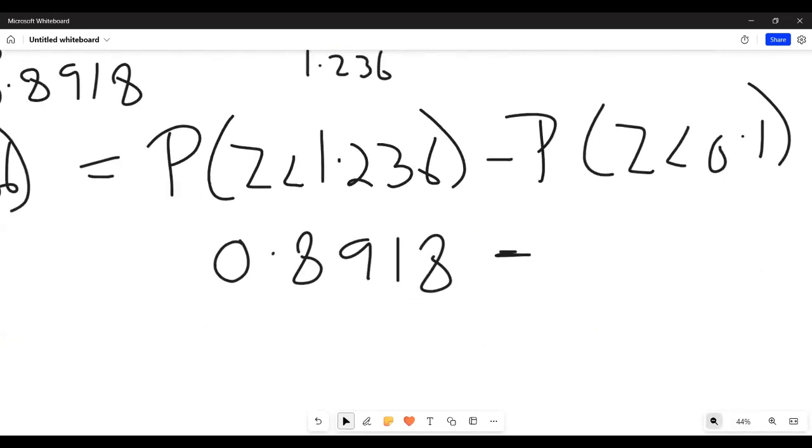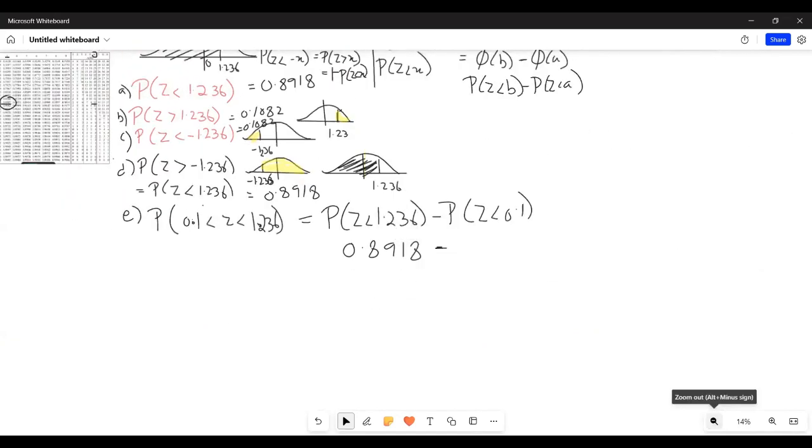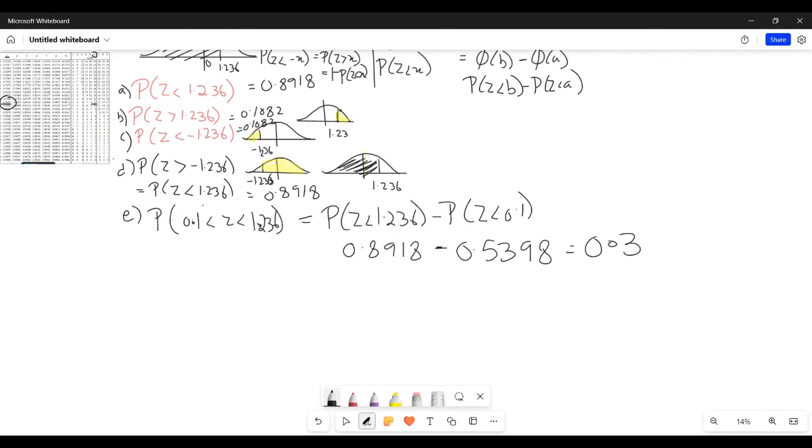So minus 0.5398. Can you tell me what that is? Heather? Ma'am, the answer is 0.352. Okay, 0.35.